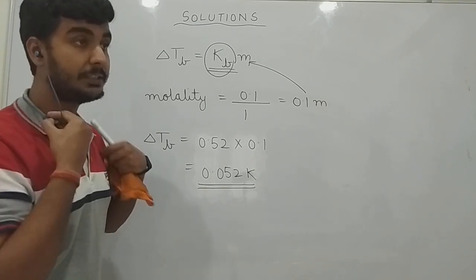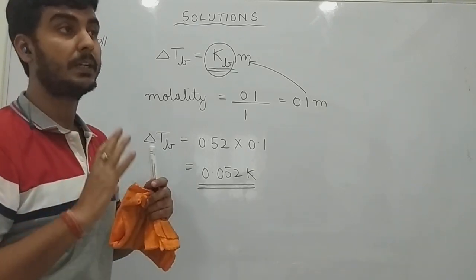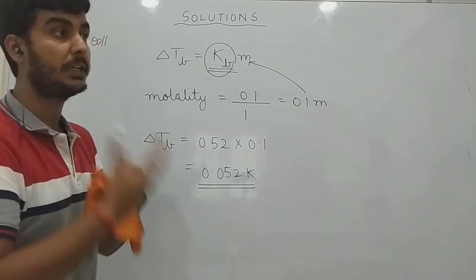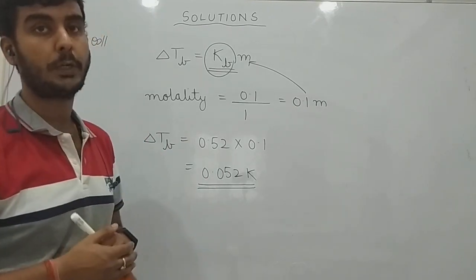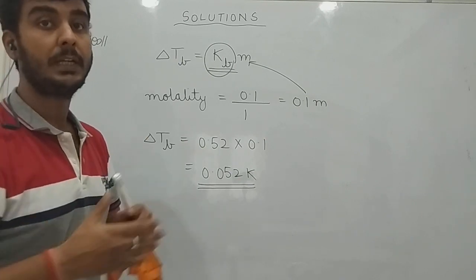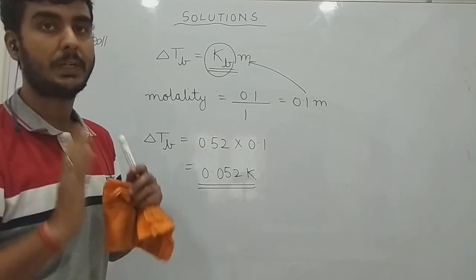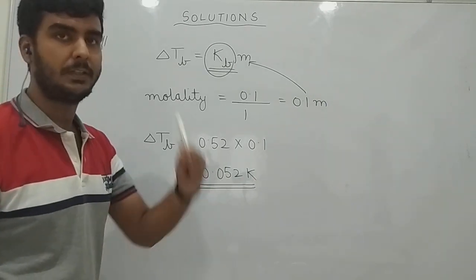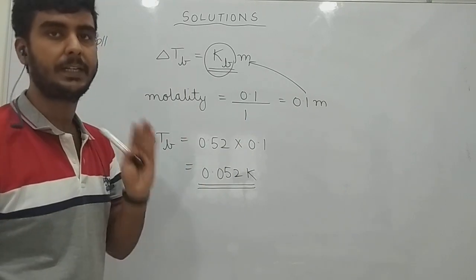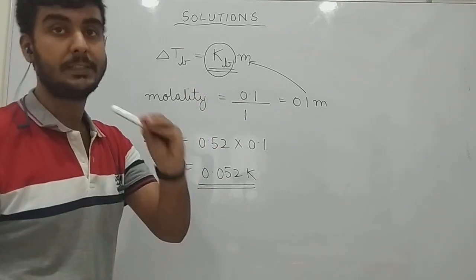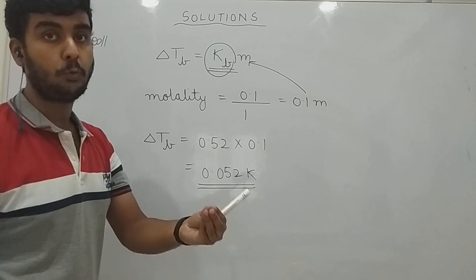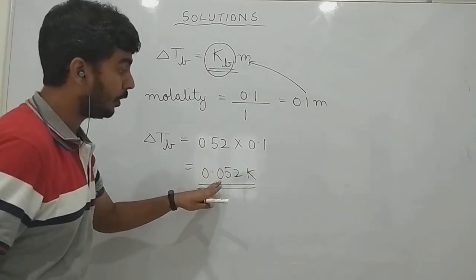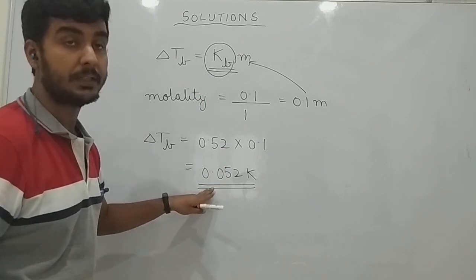Now, we have not been asked for the change in boiling point. We have been asked what will be the new boiling point of this 1 kg of water at 1.013 bar, that is 1 atmospheric pressure. So the boiling point will change by this much and definitely it will increase, because whenever you dissolve a non-volatile solute, the boiling point of the solution becomes higher.